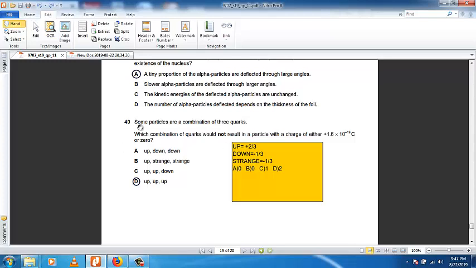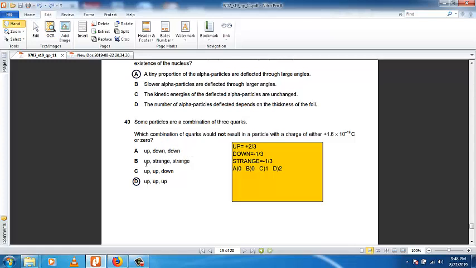Question number 40 says that some particles are a combination of three quarks. Which combination of quarks would not result in a particle with a charge of either 1 or 0? We just have to know that the up quark is positive 2/3, the down quark is negative 1/3, and the strange quark is negative 1/3. Just add them all up. For part A, it's up, down, down. So positive 2/3, negative 1/3, negative 1/3, which makes 0.